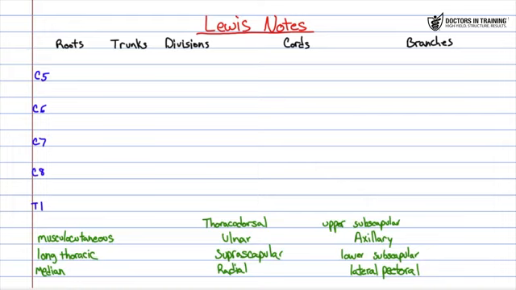I want you to set up your piece of paper, put at the top roots, trunks, divisions, chords, branches. Randy Travis drinks cold or Coors beer. Sometimes the branches are referred to as the terminal branches, but we're just going to use branches here. And then on the left side, we have C5, C6, C7, C8, and T1. All right, so starting with the roots, I want you to make a triangle right here, and then on C7, it's just a straight line, and then on C8, T1, we do another little triangle-looking thing here.